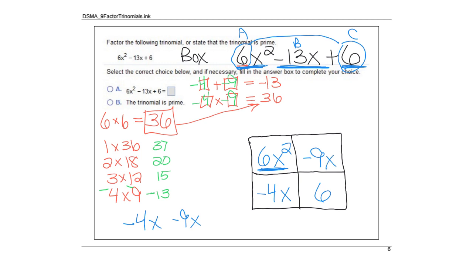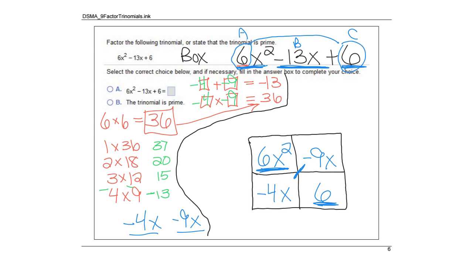Okay, so the first term came in this first box, the last term came into this last box, and then catty corner here, I put what I found from my analysis over here. So I'm going to put the negative 4x and the negative 9x. Again, does not matter which way. Okay, now the most important part.